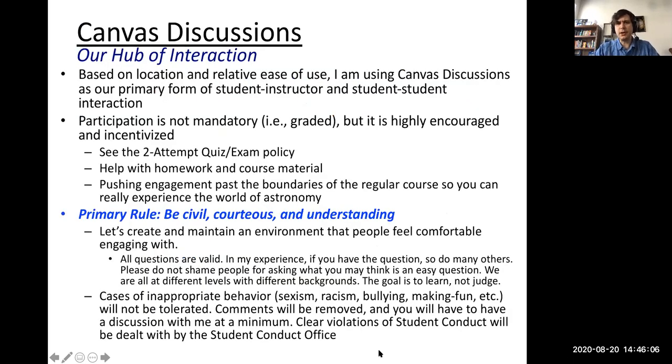And really, I've said a lot of this already. If you were not getting this impression, Canvas really, really is our hub of interaction. This is where you are going to get your student-instructor interaction and your student-student interaction. If you've already been engaged with the discussions, I'm very happy to see so many people have.